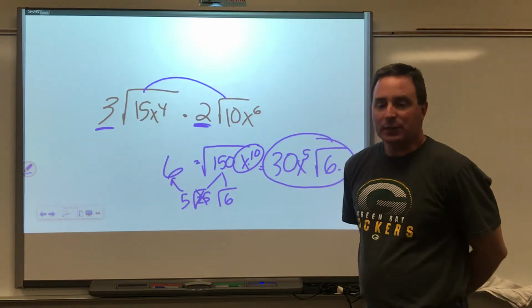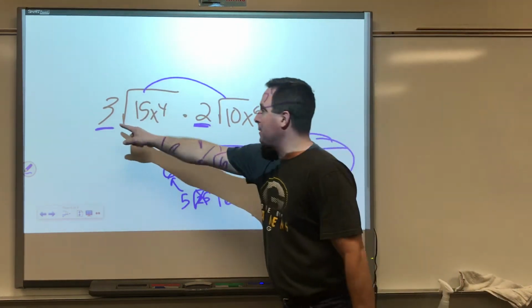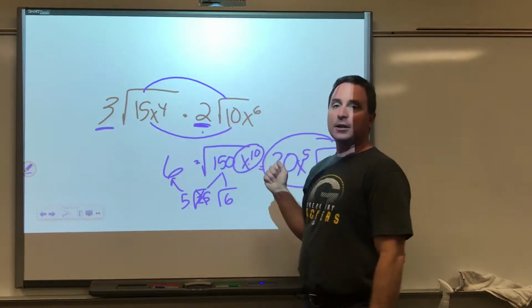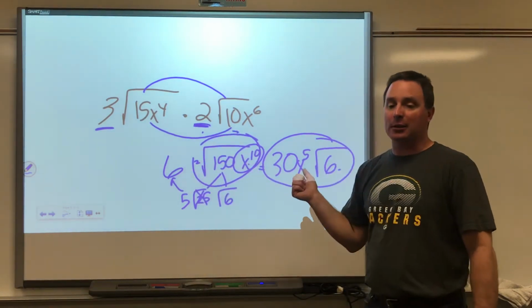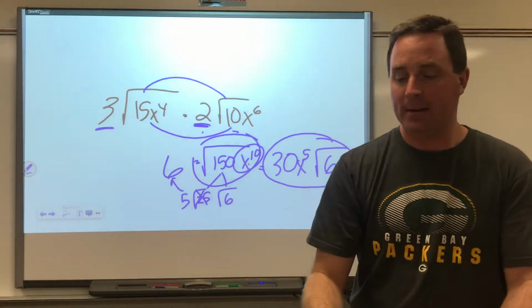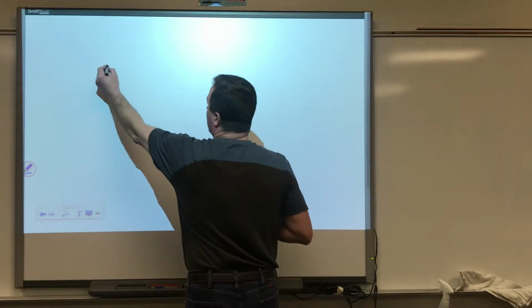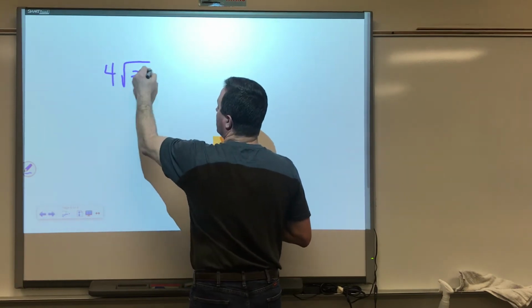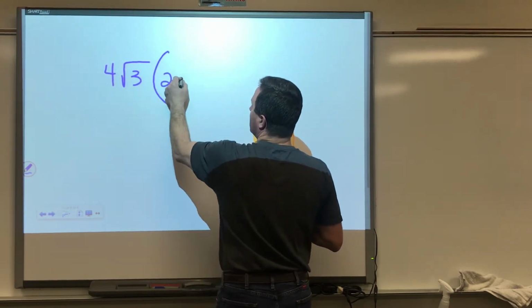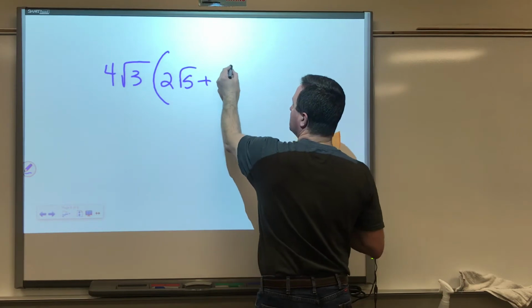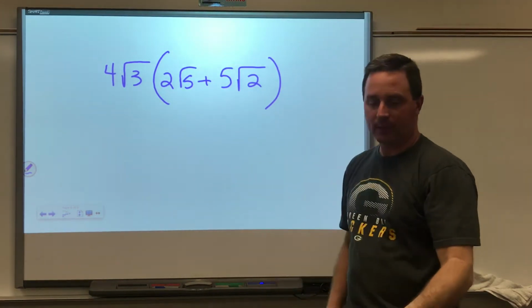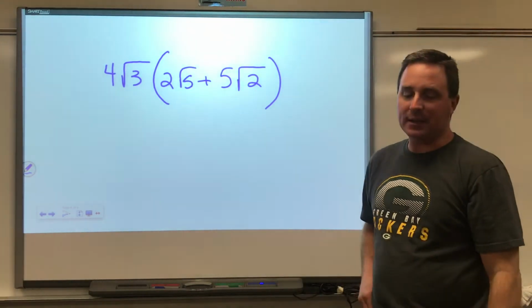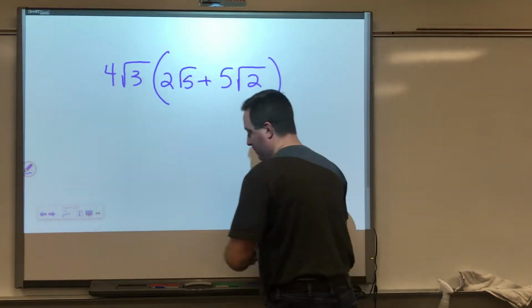Okay? So in multiplication, it's multiplying big numbers with big numbers, the numbers under the radical with other numbers under the radical, and then simplifying the radical part if it can be simplified. Okay? There's two other types of problems we're going to see with this. We're going to see a little distributing. 4 square roots of 3 times 2 square roots of 5 plus 5 square roots of 2. Okay? Can we multiply these together? Well, we can distribute.